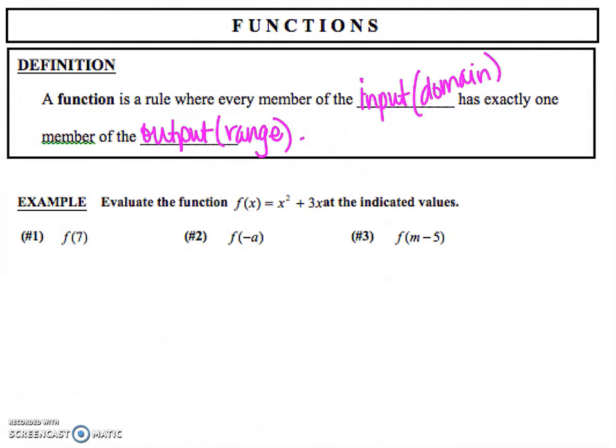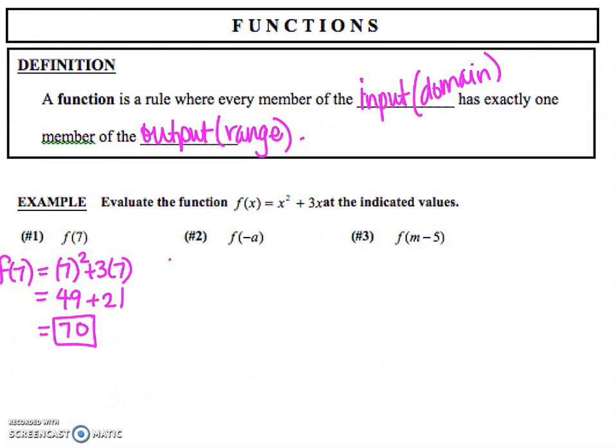We have a few examples here to begin where we have this polynomial f of x and we're supposed to evaluate the function at the given values. So for number 1, f of 7 just means take the function f and wherever you see the variable x, you plug in 7. So f of 7 is going to be equal to 7 squared plus 3 times 7. And then we just have to follow PEMDAS. 7 squared is 49, 3 times 7 is 21, and 49 plus 21 gives us 70. So f of 7 equals 70.